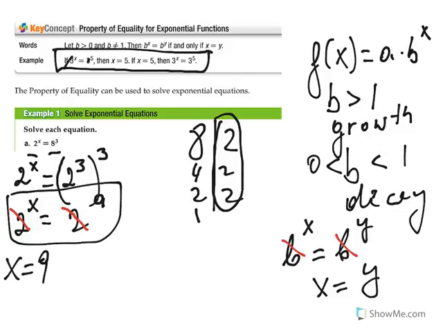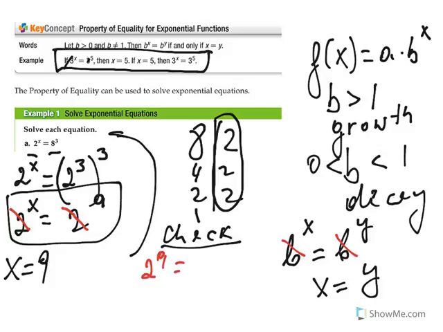To check this, I can go back to the original equation. So I'm writing check, and I'm using red color now to do the checking. I have 2 to the power of 9 equals 8 to the power of 3. Use the calculator, you don't need graphing for that. What you get is that 2 to the 9th power equals 8 to the 3rd power. Because this is true, we accept the solution. So the solution here is x equals 9.